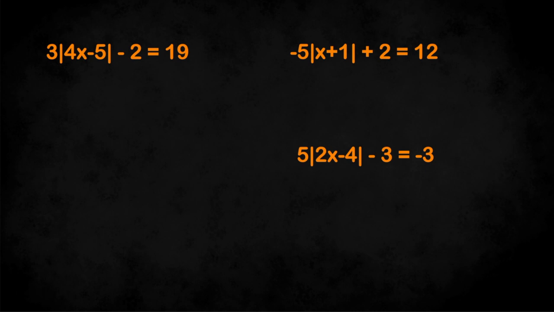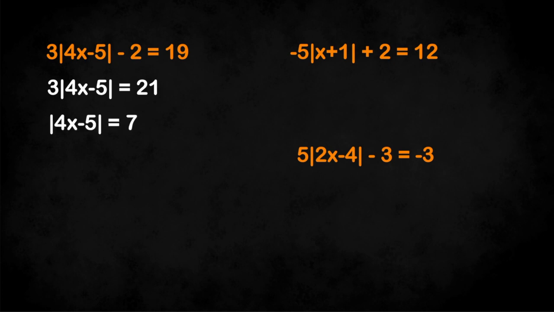So, for this first equation, we need to isolate the absolute value of 4x minus 5. To do that, we can simply add 2 to both sides, and then divide both sides by 3. That leaves us with the absolute value of 4x minus 5 is equal to 7.